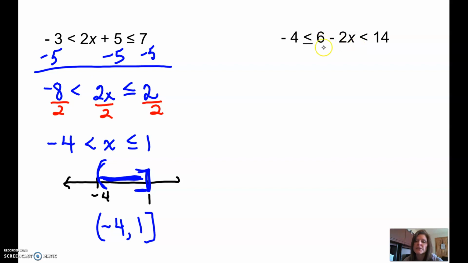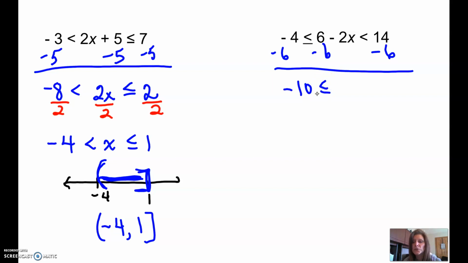I have a 6 minus 2x in the middle of my inequality string. So if I'm trying to isolate, it's a +6 there, so I would need to subtract 6 out of that middle section. But we're going to treat everything the same. That means both ends of my inequality are also going to have the 6 subtracted from them. So first section, -4 minus 6 leaves me with a -10. Bring down our less than or equal to.